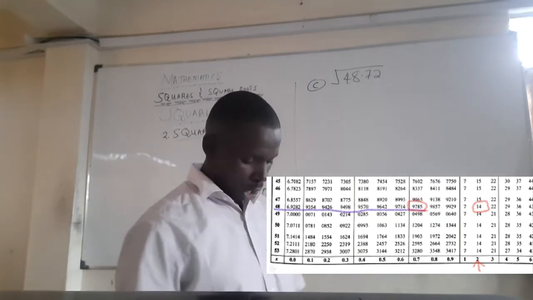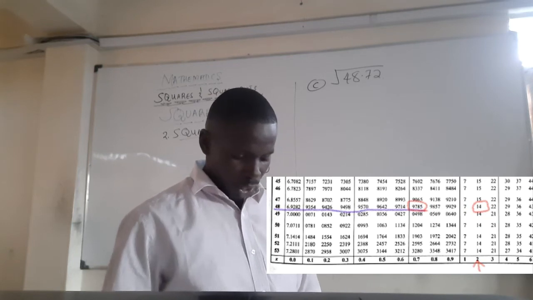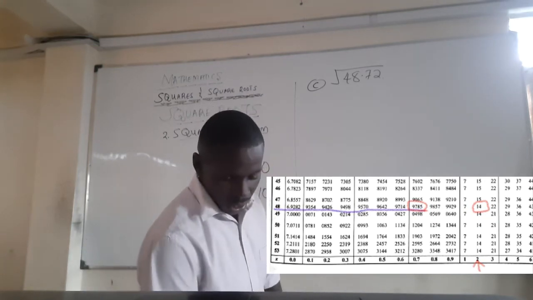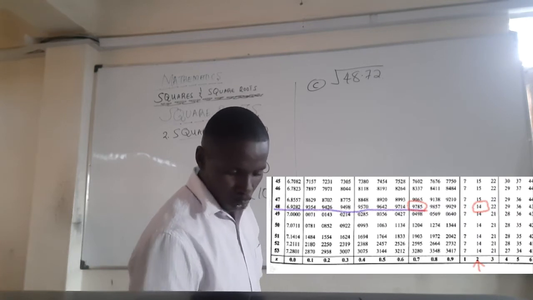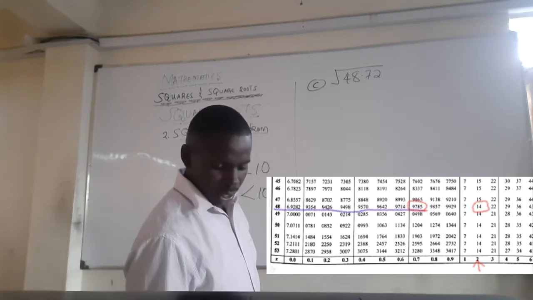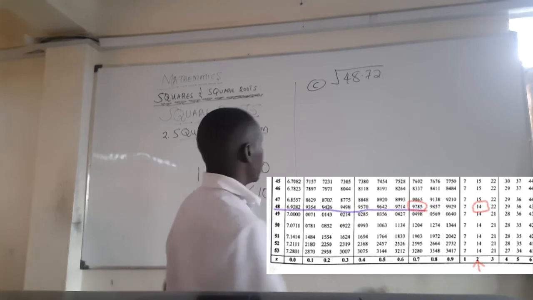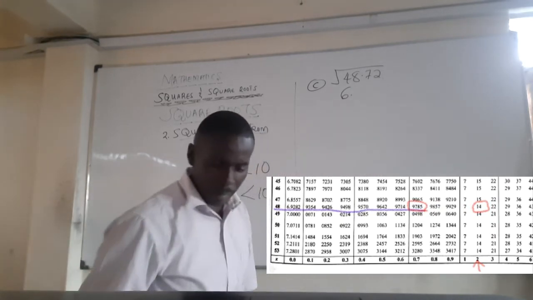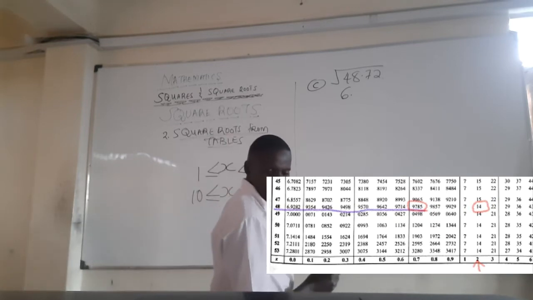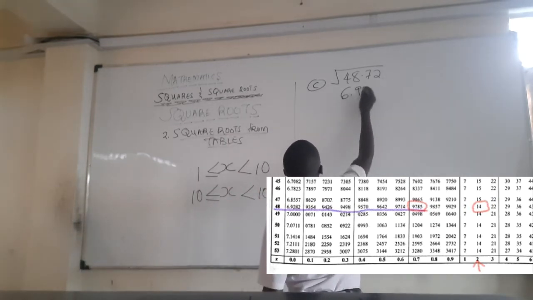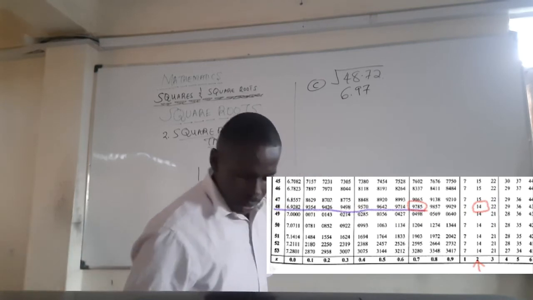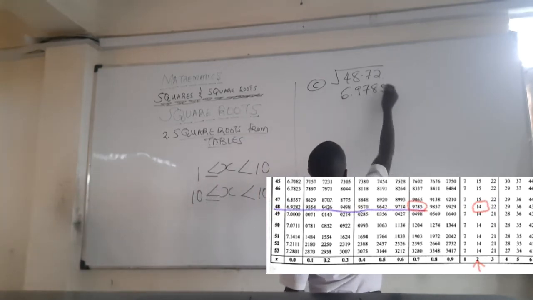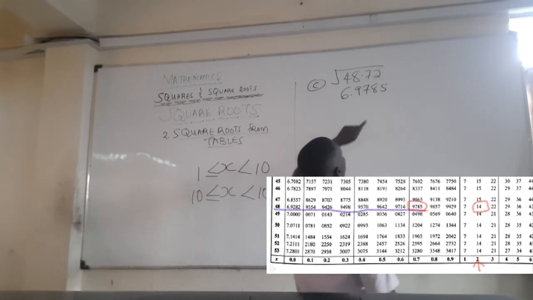Then you add the column of 2. So the square root of 48.7 is 6.97 85. That is the square root of 48.7.